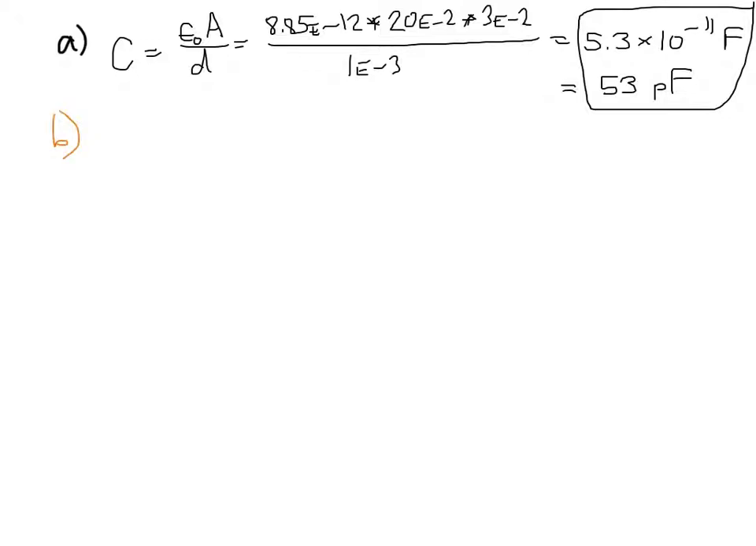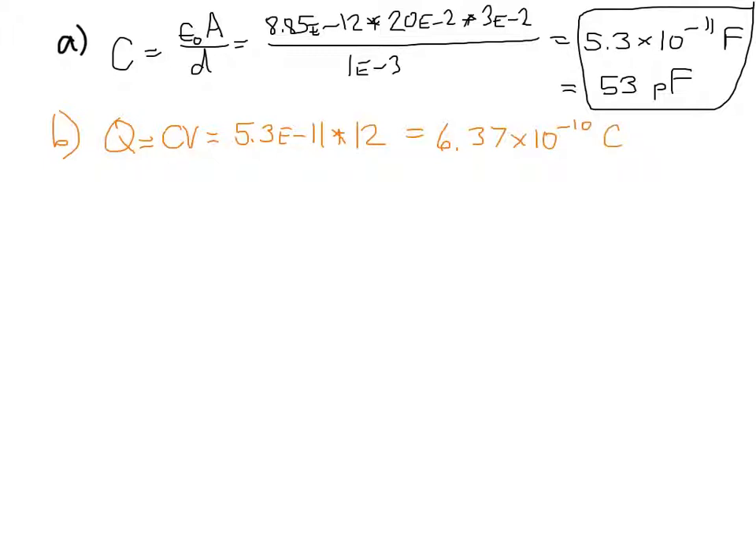Part B, what is the charge on each plate? And the equation that relates charge to capacitance and voltage is Q equals CV. So the C we just figured out is 5.3 times 10 to the negative 11, times, and it's connected across a 12 volt battery. So when you multiply those, you get 6.37 times 10 to the negative 10 coulombs.